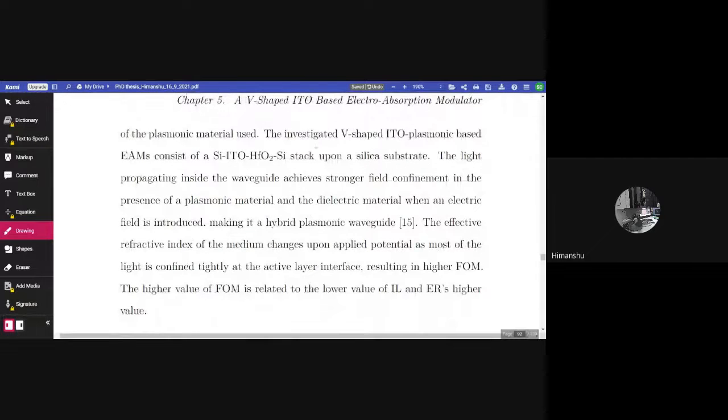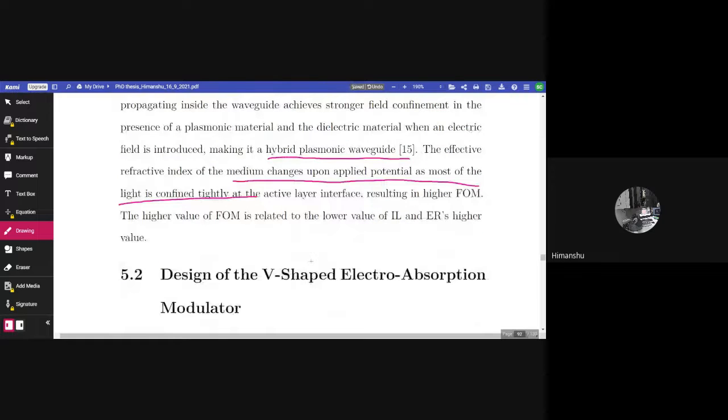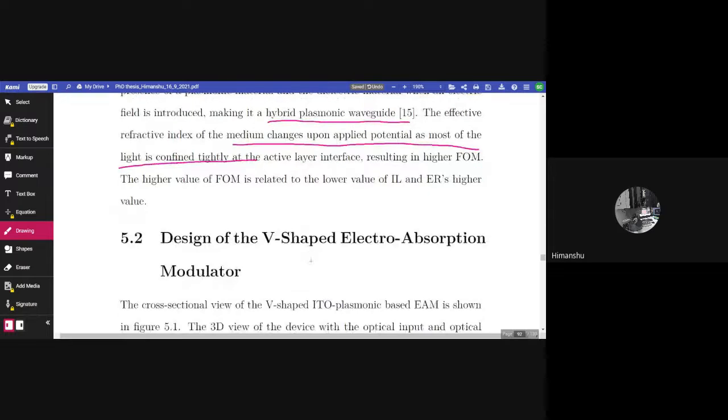The investigated V-shaped ITO plasmonic-based EAMs consist of a Si-ITO-HfO2-Si stack upon a silica substrate. The light propagating inside the waveguide achieves stronger field confinement in the presence of a plasmonic material and a dielectric material when an electric field is introduced, making it a hybrid plasmonic waveguide. Reference 15. The effective refractive index of the medium changes upon applied potential as most of the light is confined tightly at the active layer interface, resulting in higher FOM. The higher value of FOM is related to the lower value of IL and the higher value of ER.